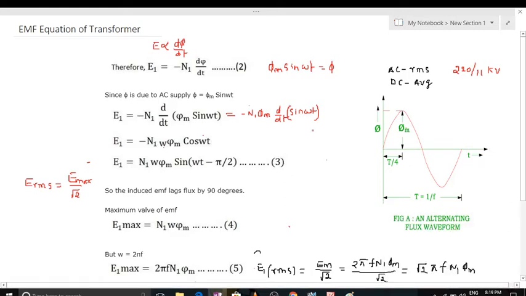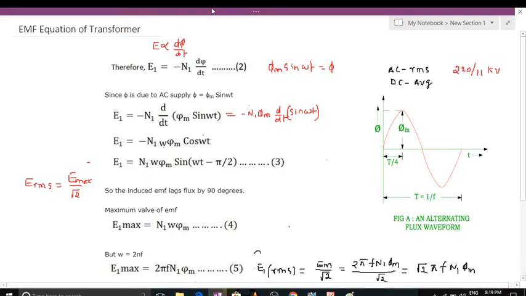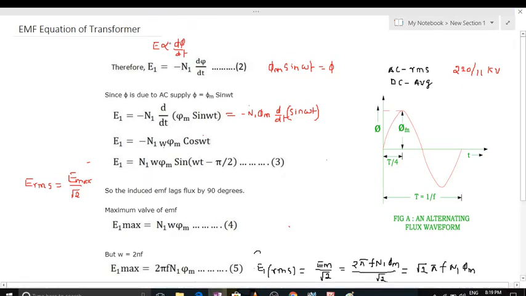Hello viewers, today I am discussing the derivation of the EMF equation of a transformer. According to Faraday's second law, the rate of change of flux linkage is directly proportional to the induced EMF. So the induced EMF in the primary winding, due to N1 turns, can be written as E1 = -N1 dφ/dt, where φ is the instantaneous value.